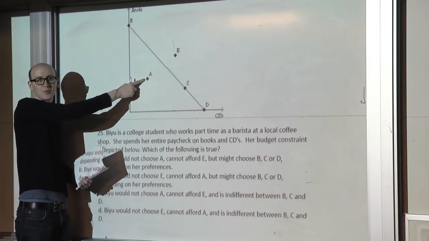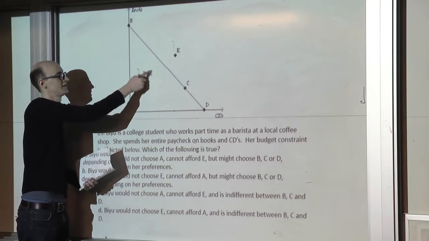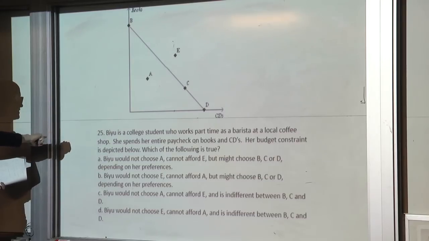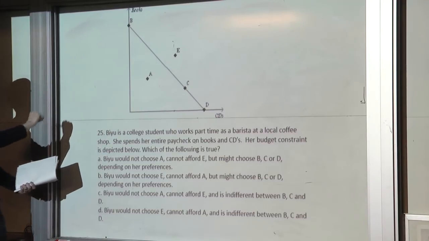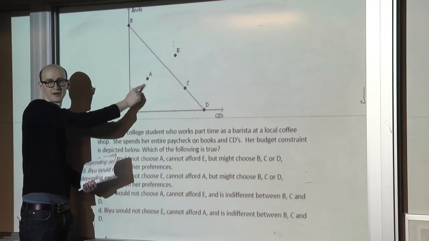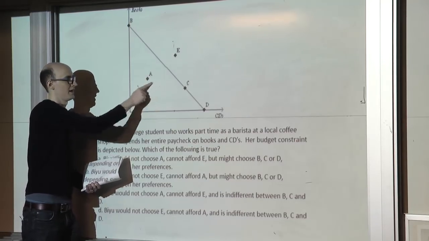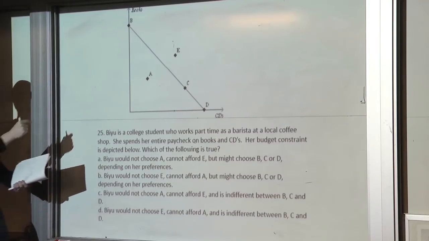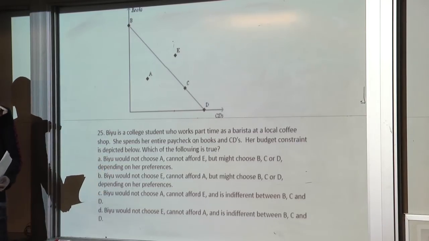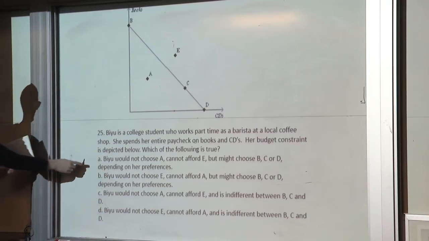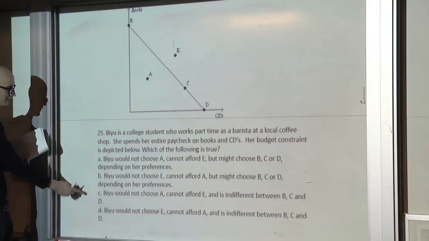Yes, it is a possible point for me to purchase, but since it says that she spends her entire paycheck on books and CDs, this is not a place where she's going to end up, right? It's possible, but because she spends all of her money on either books or CDs, she'll never be purchasing at point A, right? So let's look at the options now to see what we're doing here.